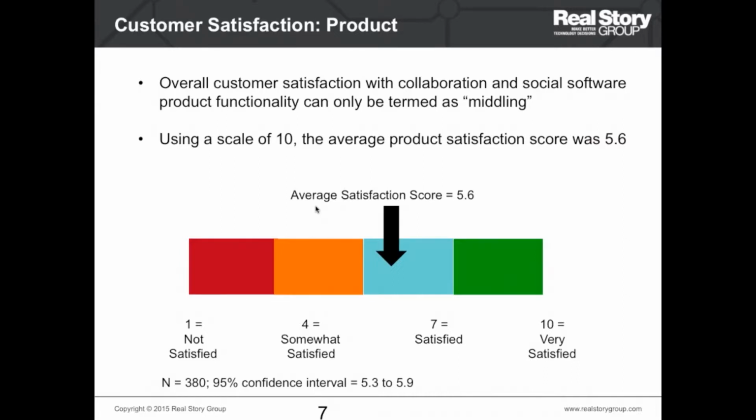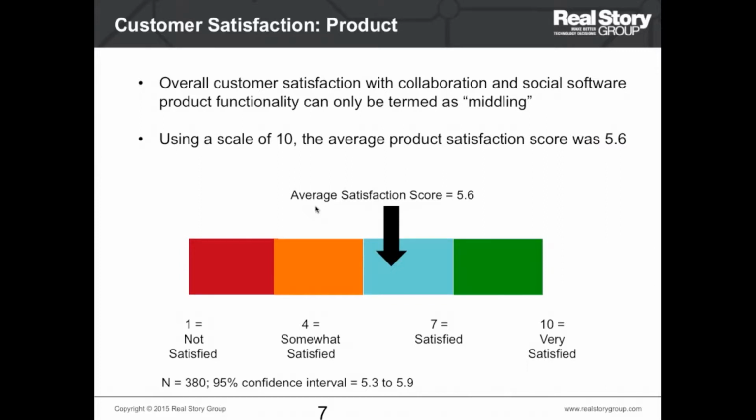The average score turned out to be 5.6, or really just about the middle, so the average between 1 and 10 being 5.5. So it's basically middling or average satisfaction. It turns out that in some other technology segments we cover, the satisfaction scores are even a little bit lower. So the story here isn't all bad.